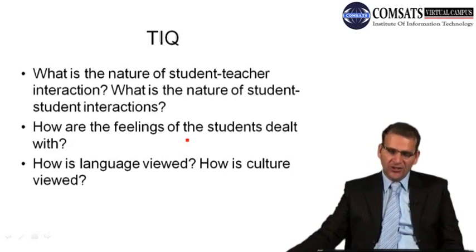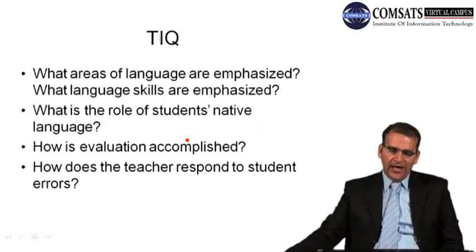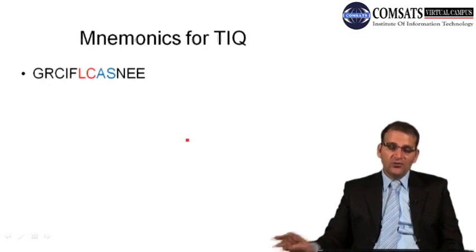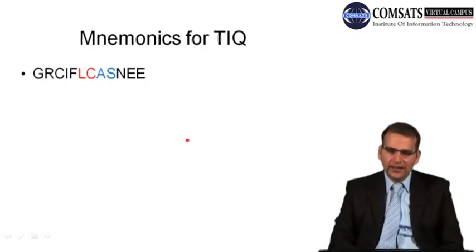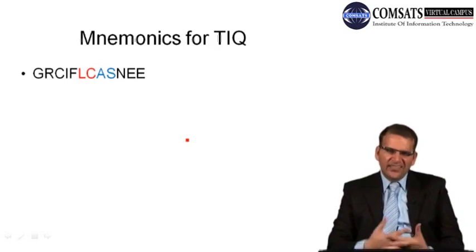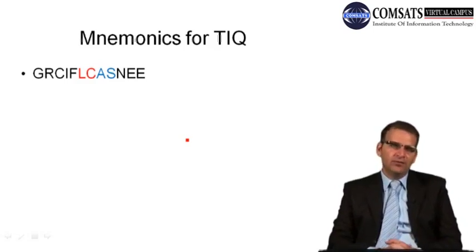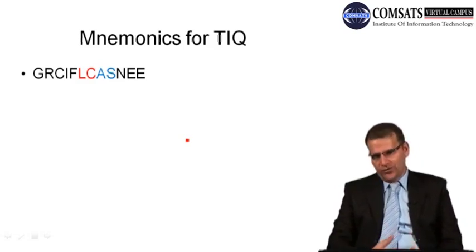Nature of interaction, and then F for feelings, and then L for language views, C for culture, and then what? A for areas of language emphasized, and then N for native language, E for evaluation, and then another E for errors. So this is a mnemonic. I gave you a tip. It might help you to know these questions.